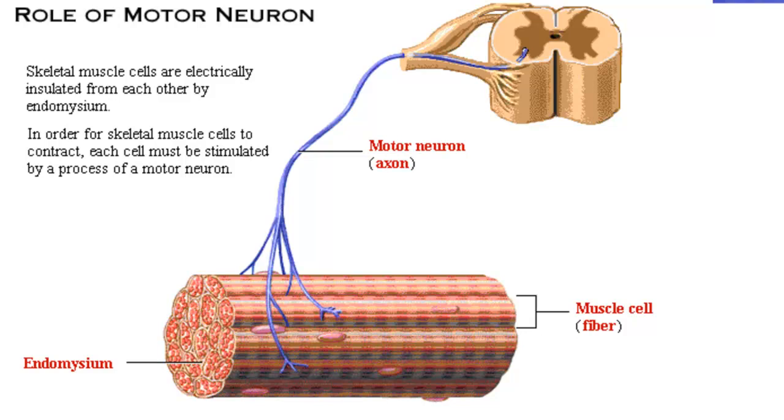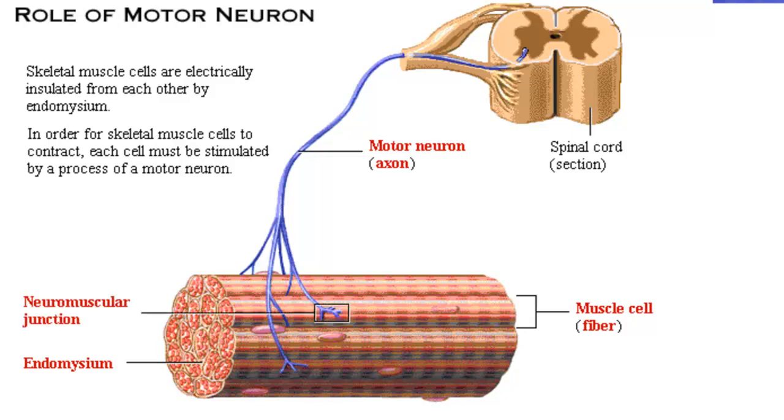Each motor neuron is a single nerve cell extending from the brain or spinal cord to the muscle, where it can stimulate several muscle cells. The axon is the elongated process of the nerve cell that carries impulses to the muscle.